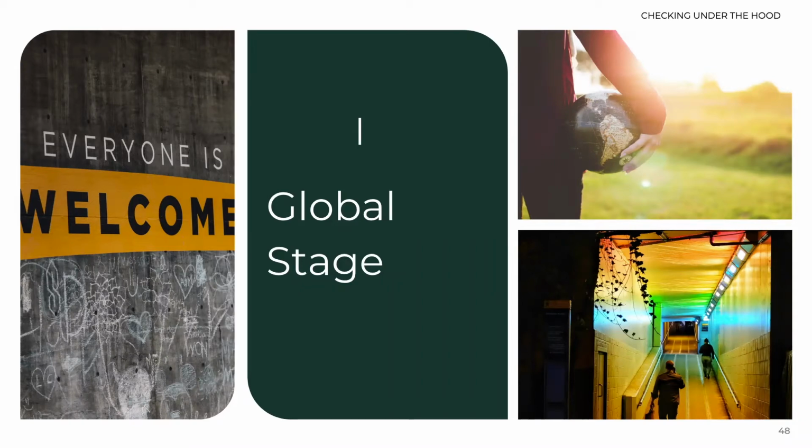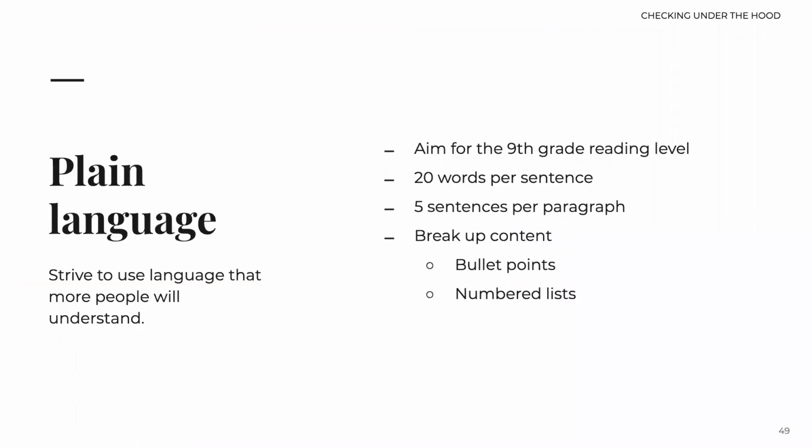According to usability.gov, we want to write at the 9th grade reading level. Our standard for paragraphs is no more than 20 words per sentence and 5 sentences per paragraph. We want to make sure that we use plain language, things that everyone can understand. And remember, no one reads anymore, we scan. So we want to make sure we break up our content in bullet points and easily digestible chunks, numbered lists, things like that.